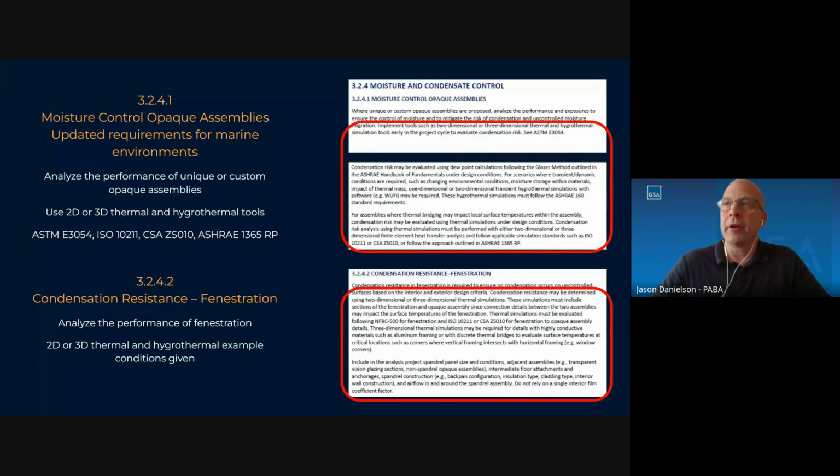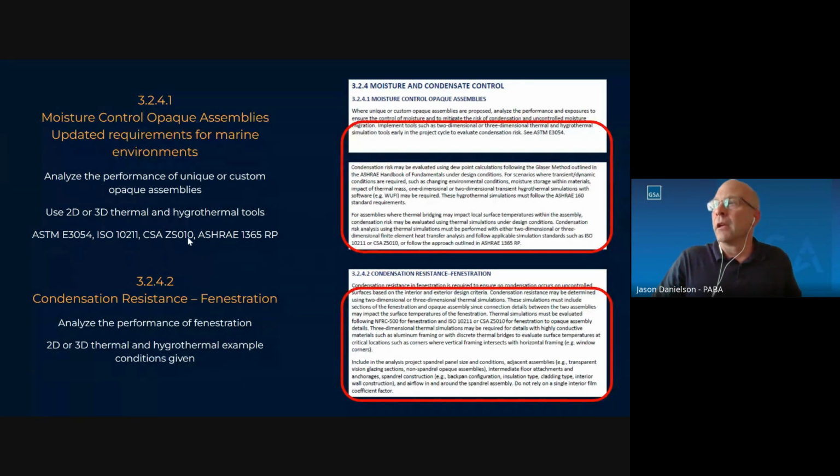And the 3.2.4.1, moisture control opaque assemblies. This is analyzing the performance of unique or custom opaque assemblies, and then using 2D or 3D thermal or hygrothermal analysis tools, and then the ASTMs and the ASHRAE and ISO 10211 and CSA Z5010.